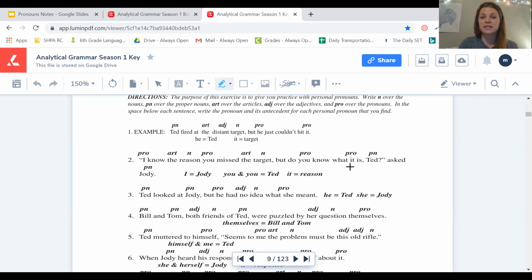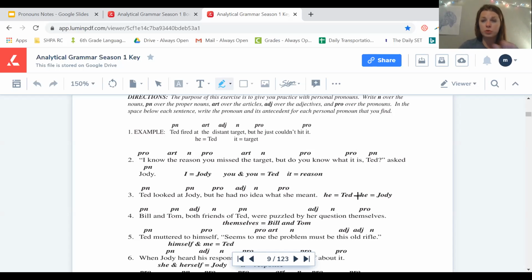And then this is the tough one. This it is kind of funky. I know the reason you missed the target, but do you know what it is? You could replace that with, I know the reason you missed the target, but do you know what the reason is, Ted? And so that it is standing for reason.